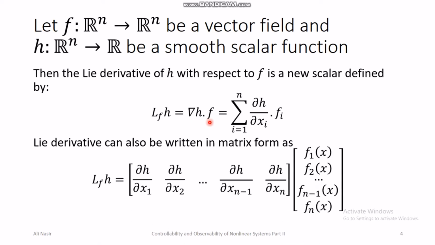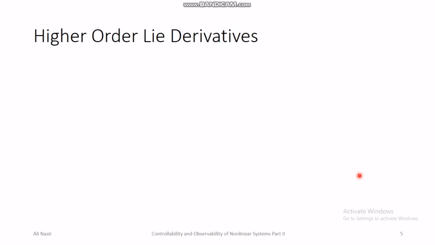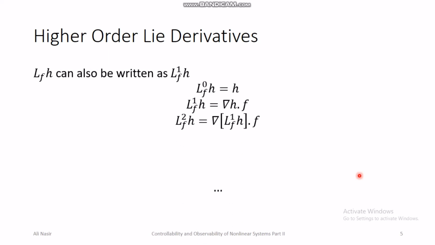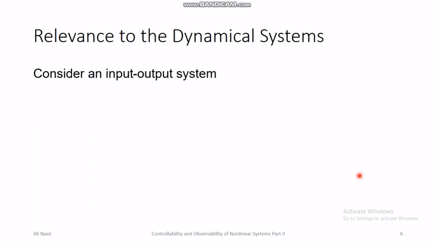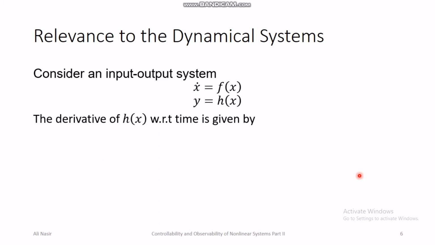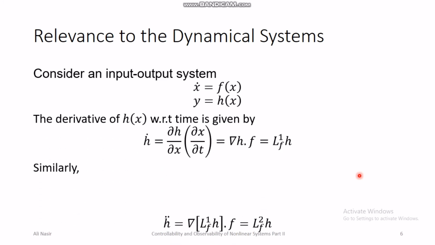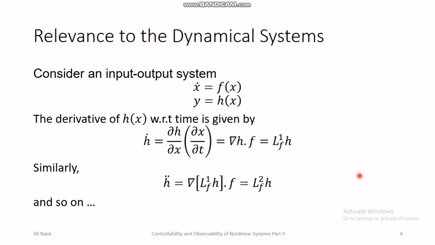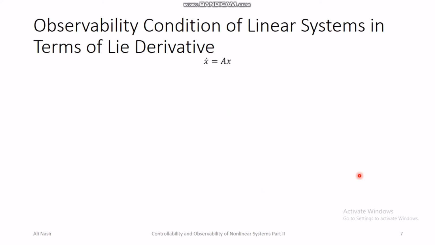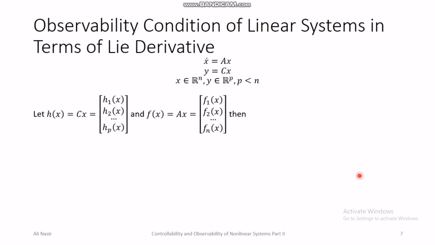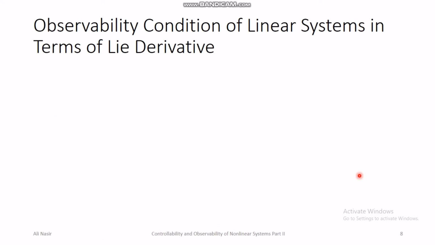And then you can represent this in matrix form as well. And Lie derivative itself is a scalar. So you can also calculate the higher order Lie derivatives by taking the Lie derivative of the lower order Lie derivatives. And then the relevance with the dynamical systems: Lie derivative is the time derivative of the output of a dynamical system. And then we looked at the observability condition for linear systems in terms of Lie derivatives.